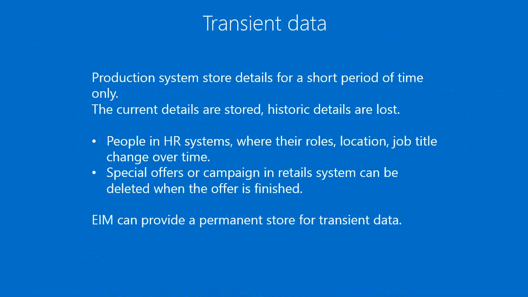Transient data. Production systems, almost by definition, store details for a short period of time. The current details are stored, and quite often historic details are lost. Quite often people put in data warehousing solutions to capture this historic data, but several organizations that we've seen have not done that, and that historic data has been lost forever. Examples are HR systems, where roles, location and job title change over time, or a very common one we see is special offers or campaigns in retail systems. They're just deleted when the offer is finished and there's no record of what was done before. EIM can provide a permanent store for this transient data.